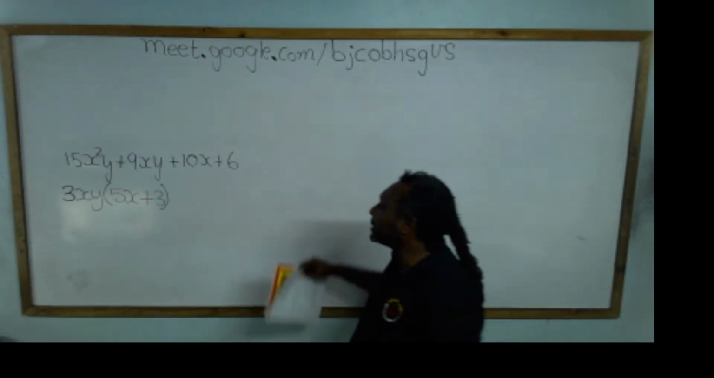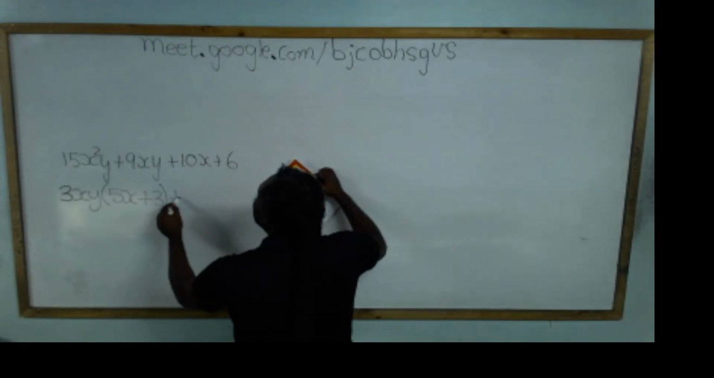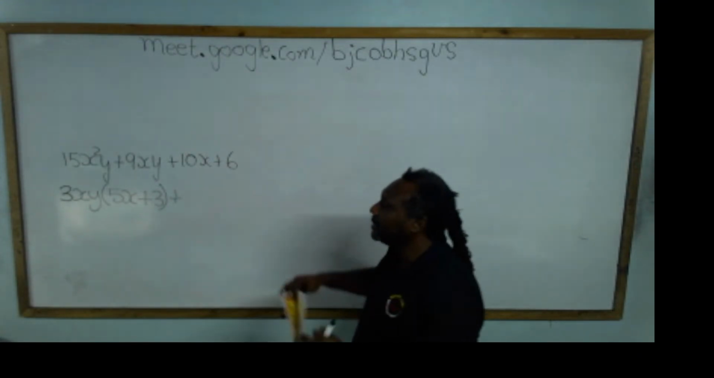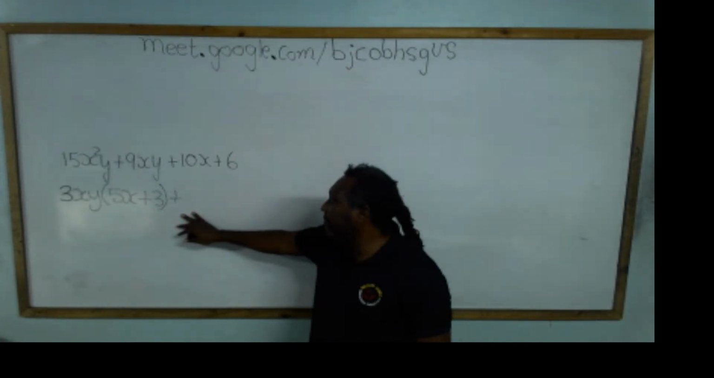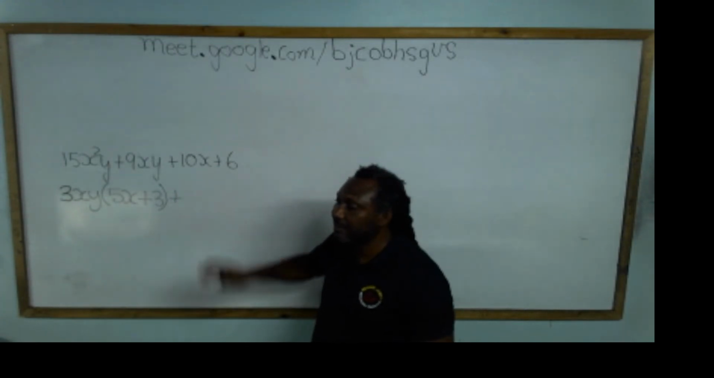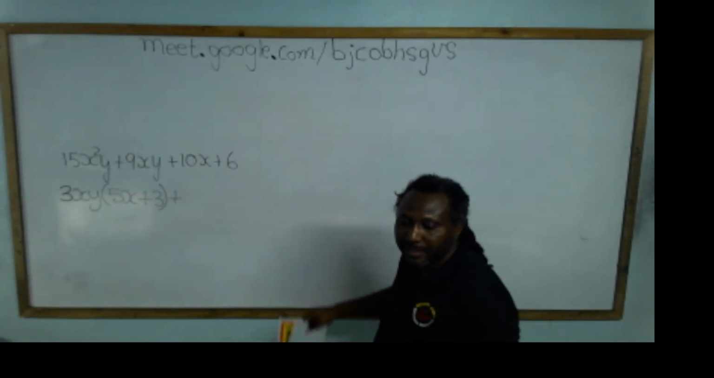Then the next one is what? Plus 10x plus 6. So we're going to use the plus sign right there. Then what do we say? What's common in 10x and 6?